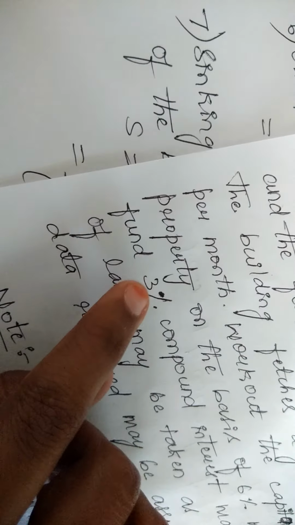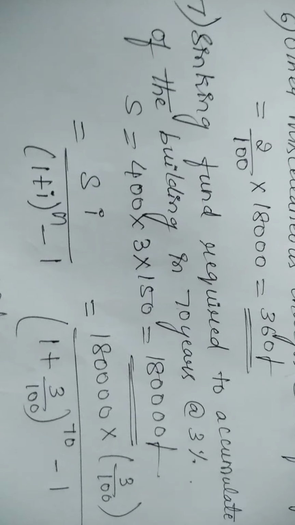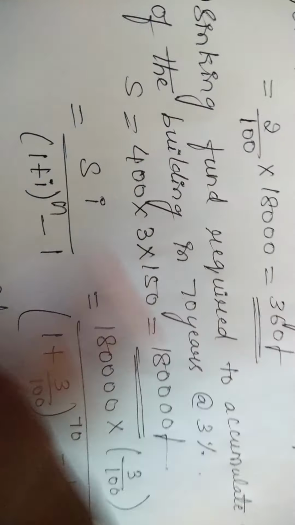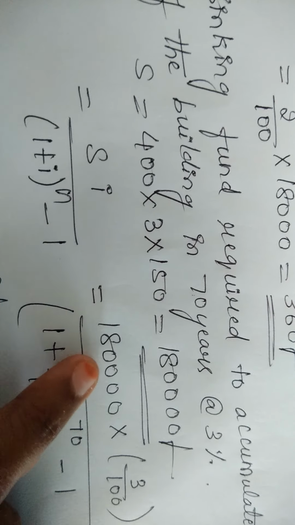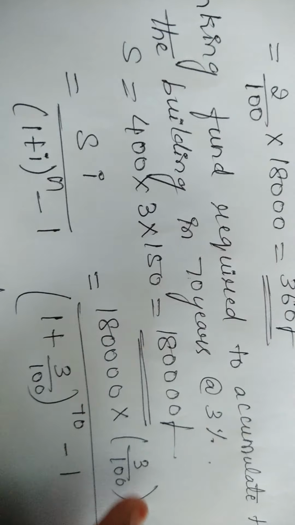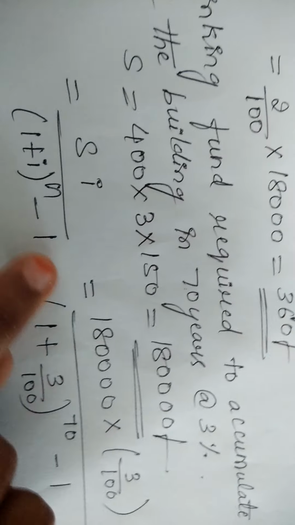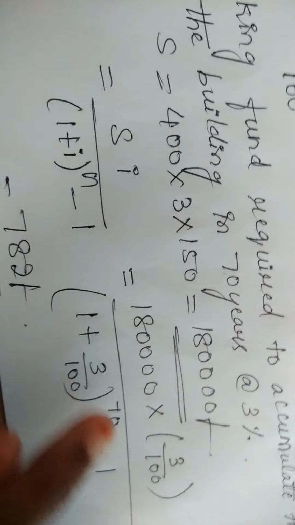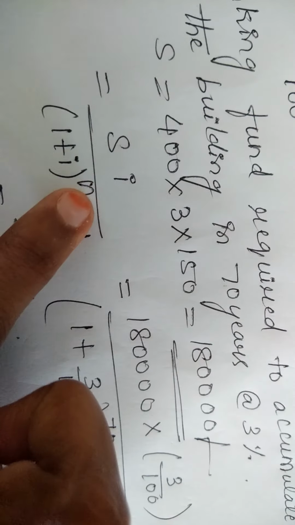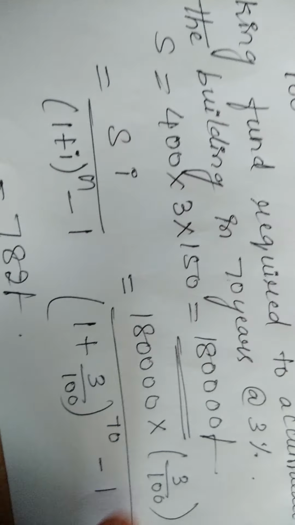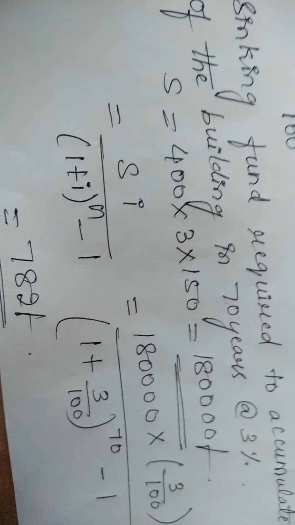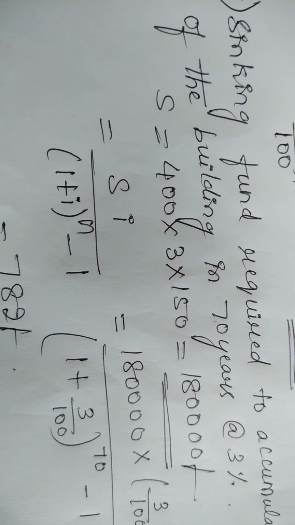So this value represents the value of S, and here I represents the interest. From the question, the compound interest is 3%, and n represents the number of years. Once the value of S is found, you substitute it in this equation: S into I, where I is 3%, written as 3 divided by 100, whole divided by (1 plus 3 divided by 100) whole to the power of n, which is 70, minus 1. On simplifying, you will get a value of 782 rupees. This represents the sinking fund value.